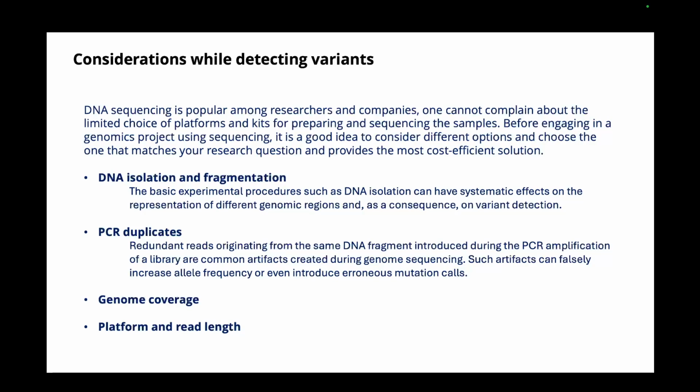The second thing that we see that affects variant detection is PCR duplicates. We'll see this in the next slides as well. PCR duplicates arise when you are creating this library of reads from the sample: you fragment the DNA, isolate the DNA, and then amplify the DNA so that you have enough reads to get matched. This PCR amplification is done during library preparation.